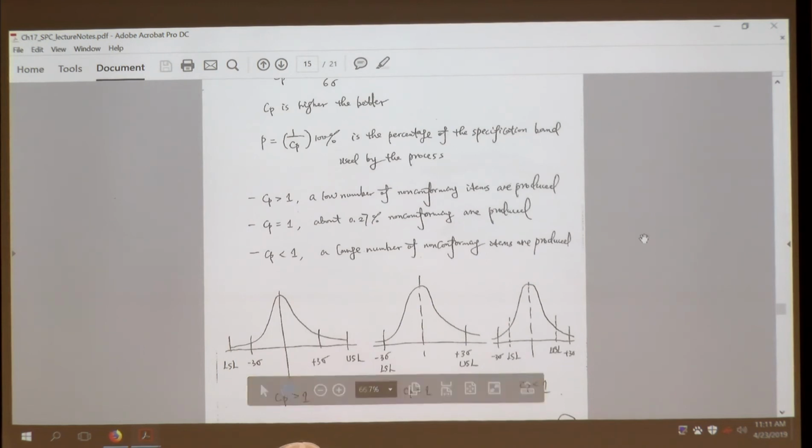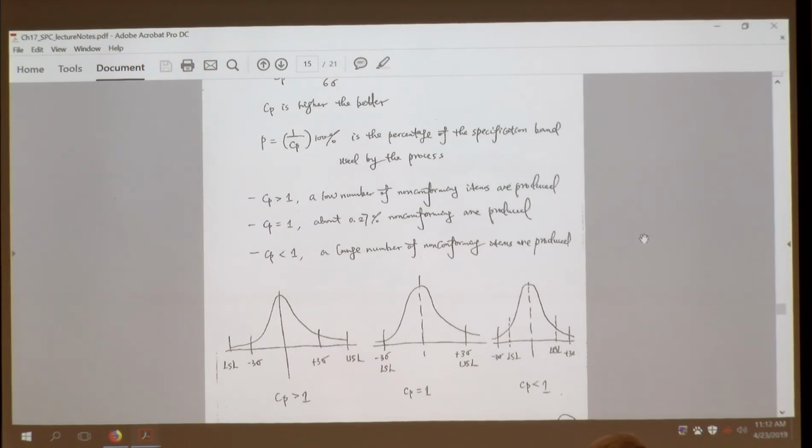Now, for this one, you see this is a specification limit. Specification limit is what the customer wants. And this is a control limit. This is what you can deliver. So the customer wants this big range, but you can deliver in a very small, high precision range. That means you are doing better. If CP is greater than 1, that means you are doing very well.